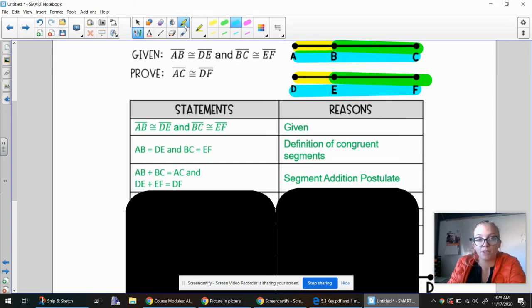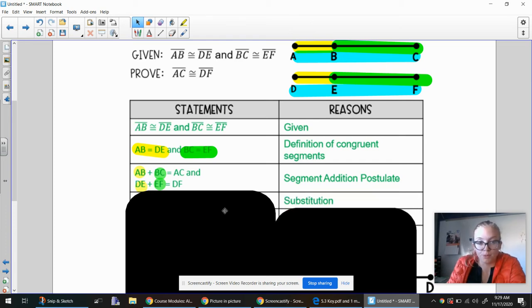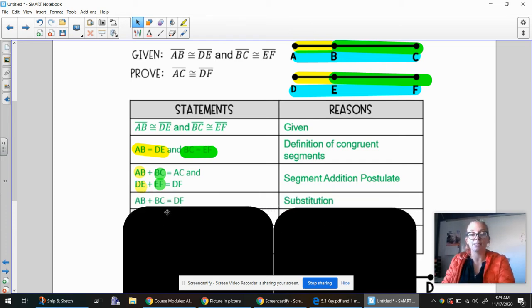Now, to continue on with our proof, we are going to substitute. So if AB equals DE, we're going to replace this DE with AB. And if BC equals EF, we're going to replace this EF with BC. By doing those replacements, we get AB plus BC equals DF. That's substitution.